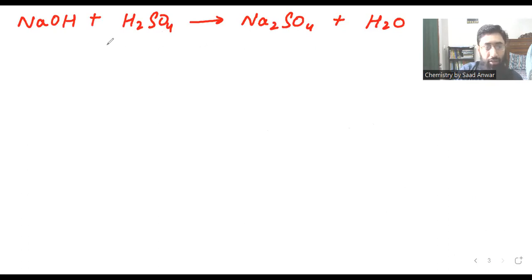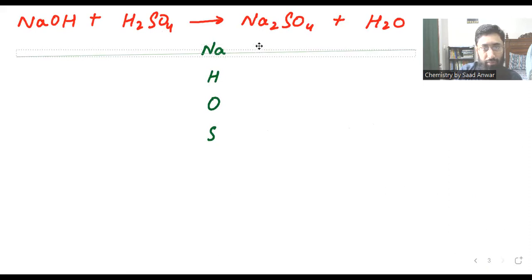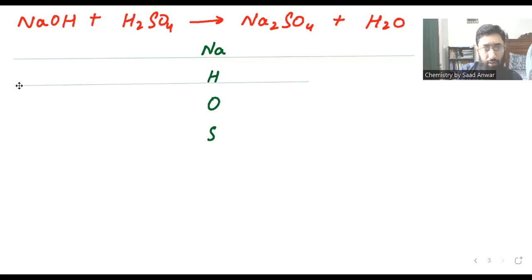Here we have again sodium, then we have hydrogen, then we have oxygen atoms, then we have sulfur atoms. We have 4 atoms here. All right, now let me draw a few lines here. These lines will help us to do things in a better way.